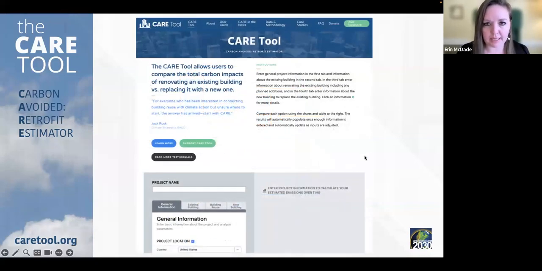And before I pass it to Lori to talk about some examples of this, here is just a quick snapshot of what you will see the second you get to caretool.org, and the tool is right here on the homepage. So you just literally go to caretool.org and scroll down a little bit, and the tool is right there.